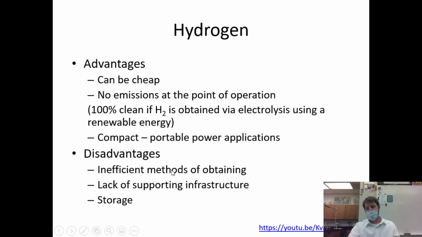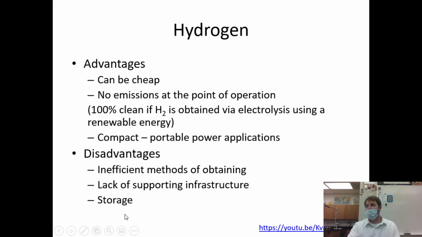Disadvantages: there are inefficient methods of obtaining it. Steam reforming is not the greatest because we're using fossil fuels. Electrolysis is not the greatest because we need to use electricity. And then there just isn't a lot of supporting infrastructure. We haven't been supporting the technology to make hydrogen vehicles, for instance. There are some companies out there that have the hope of developing that technology, but it's a long ways away. We don't have anything that is hydrogen powered, really. So even if we can start using hydrogen more, we just don't have the infrastructure for it.